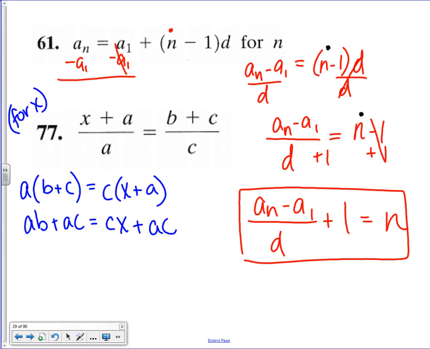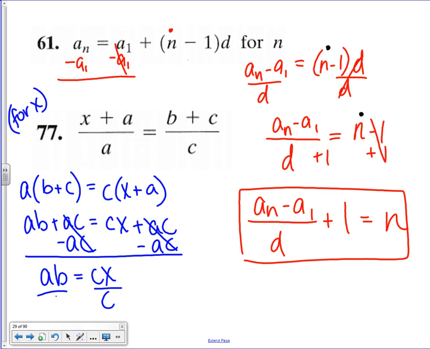Notice I try to keep my variables in alphabetical order. If I'm solving for x, I got to get rid of the AC first. Lucky for me, there's an AC on this side as well, so those will both cancel. I have AB equals CX. In order to solve for x, I'll divide by C on both sides, and I get AB over C equals x. Okay, that should be the worksheet that was given to you for notes for today.